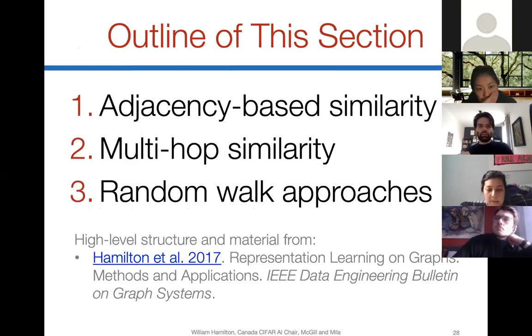In particular, we're going to talk about three classic approaches. One that I call adjacency-based similarity, one called multi-hop, and then one called random walk approaches. And what I'll talk about today is largely based on this review paper that I wrote in 2017.